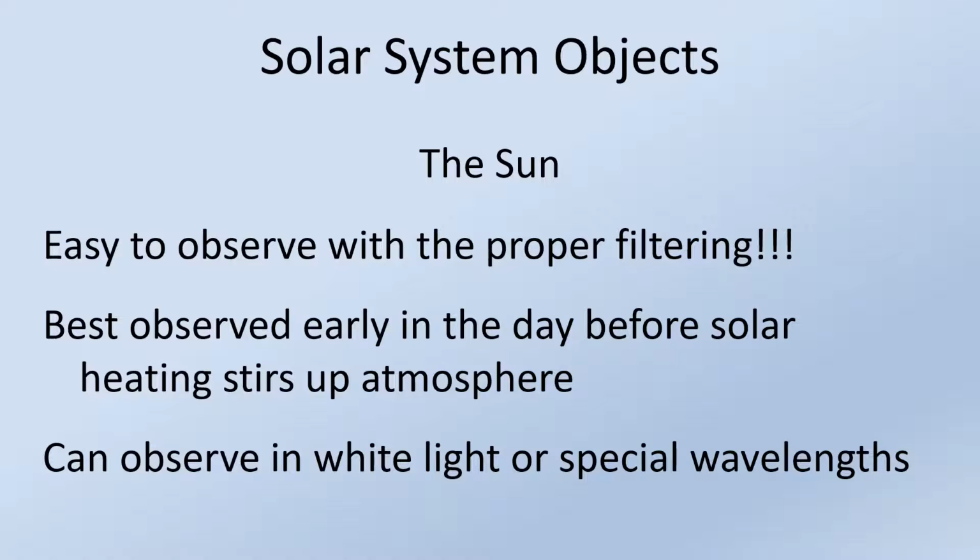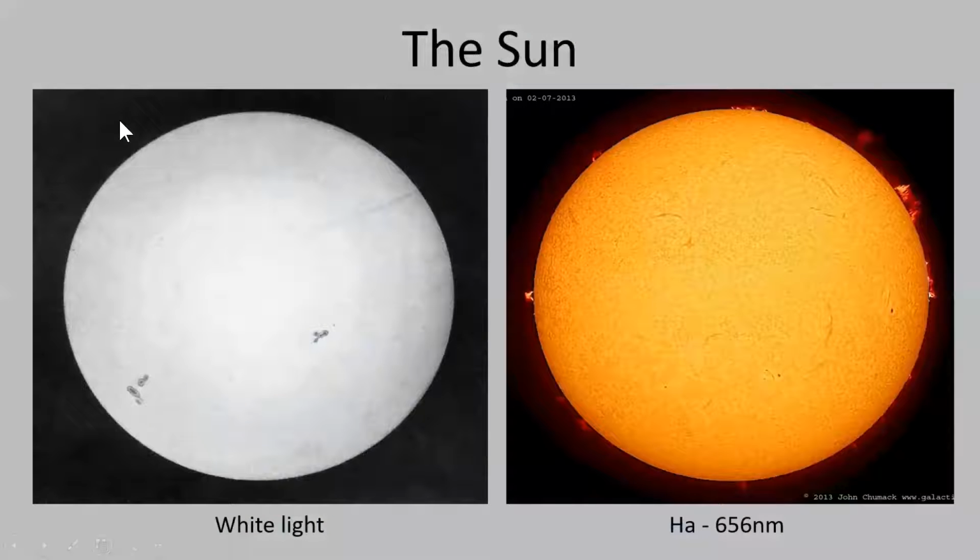But you can buy filters that'll slip on any telescope. And with them, you can see all sorts of things. You can see sunspots. If you have the proper equipment, you can see solar flares, and you can see prominences on the side. And the sun is always changing. Here's pictures of the sun in white light, and here's two sunspot groups, which come and go with time.